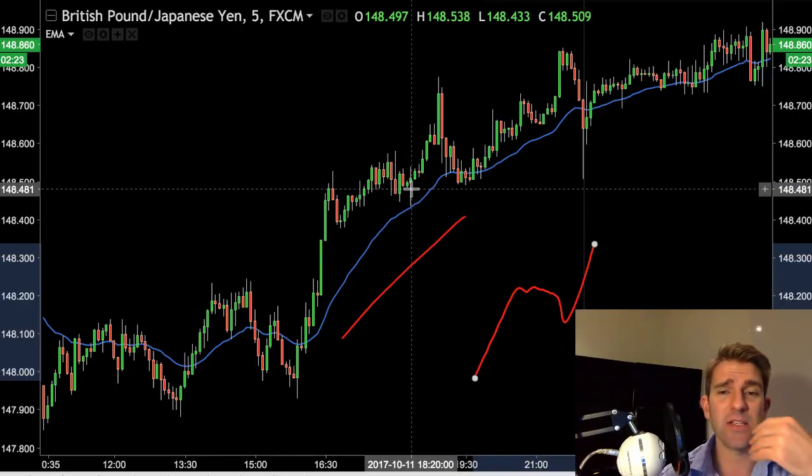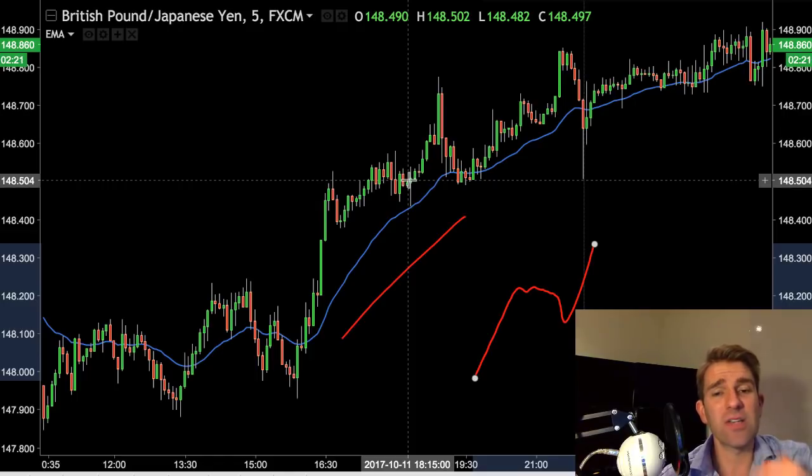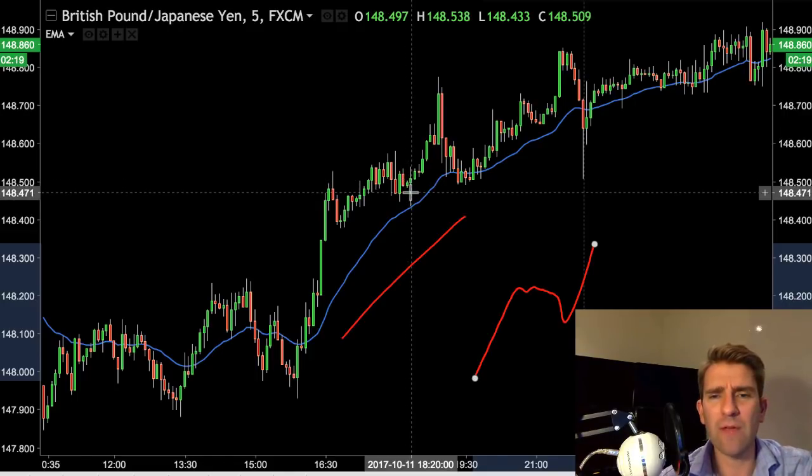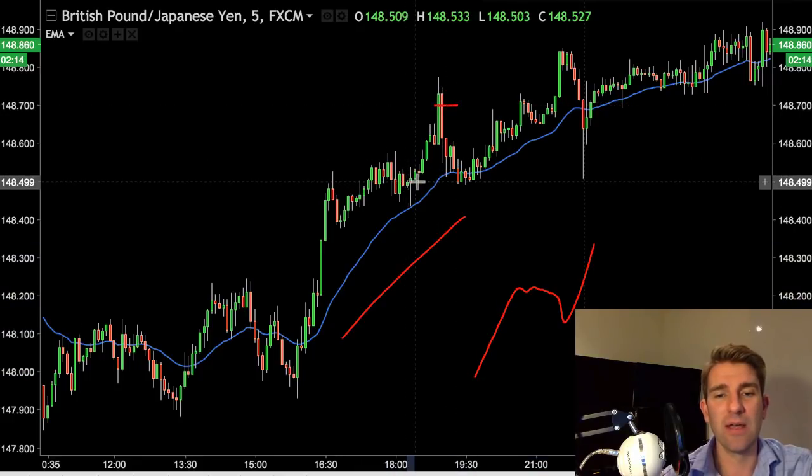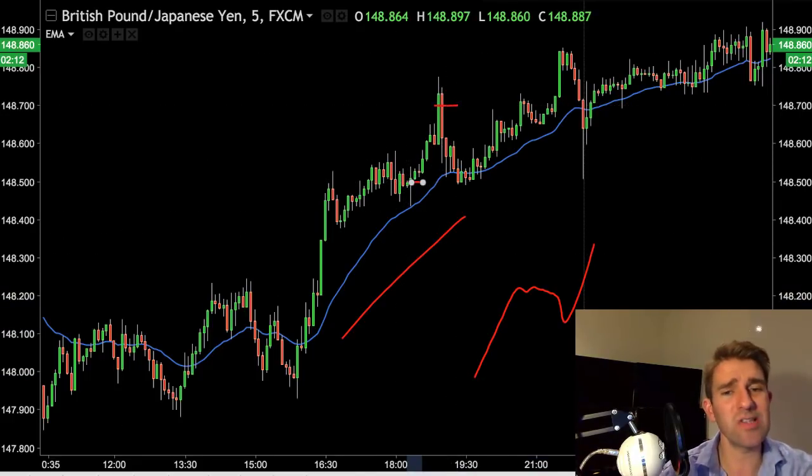The close is 148.50. So your target's going to be 148.70. So you're going to be out here. There's your 20 pip target. Very nice. That seems to work nicely. So all in all, not a bad little scalping strategy.